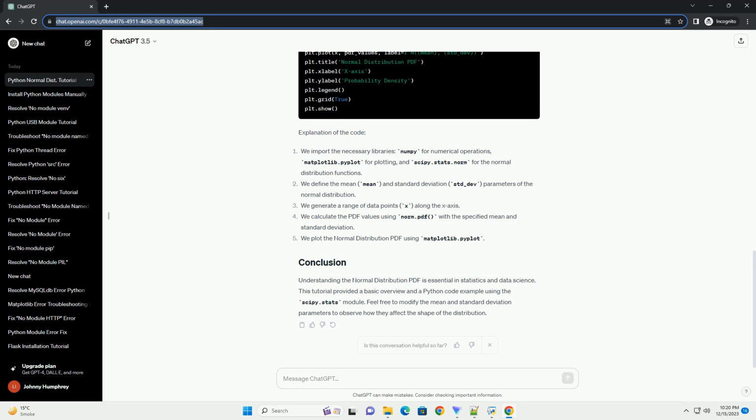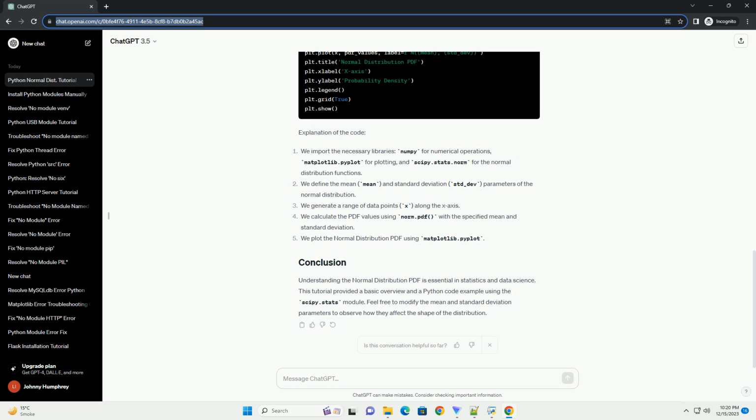Let's create a Python script to generate and visualize the normal distribution PDF. This script defines a function plot_normal_distribution that takes the mean, mu, and standard deviation, sigma, as parameters, generates data points, calculates PDF values, and then plots the normal distribution using matplotlib. The example at the end of the script plots a standard normal distribution with mean equals 0 and standard deviation equals 1.